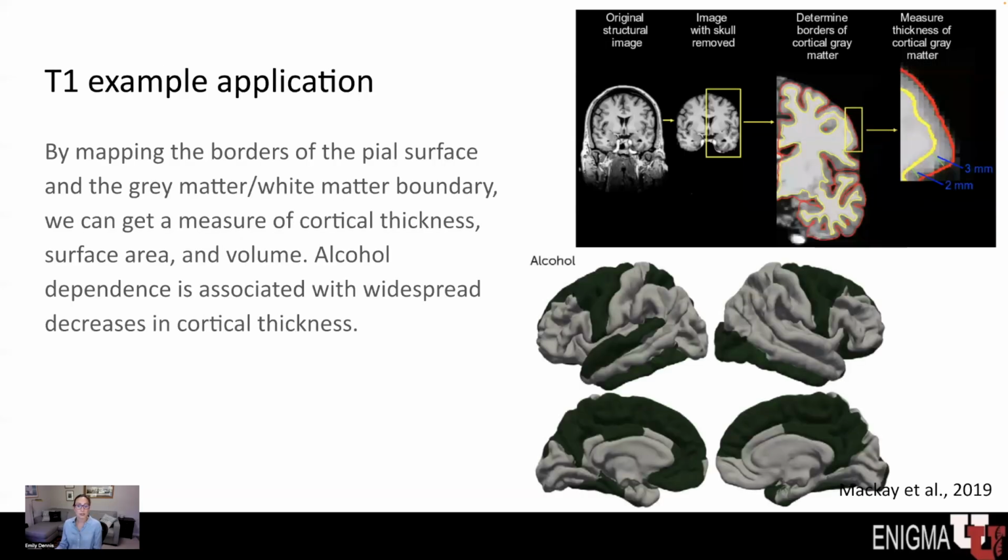So one example application here. One of the ways that we can measure the brain is we can extract what's called cortical thickness, cortical surface area, and volume. Those are 3 related metrics. And we do this by mapping the borders of the pial surface here in red and the gray matter and white matter boundary here in yellow. From this, we can get a measure of cortical thickness, and we can also extract surface area and volume. And one example application of this is this paper here, where they found that alcohol dependence was associated with widespread decreases in cortical thickness.